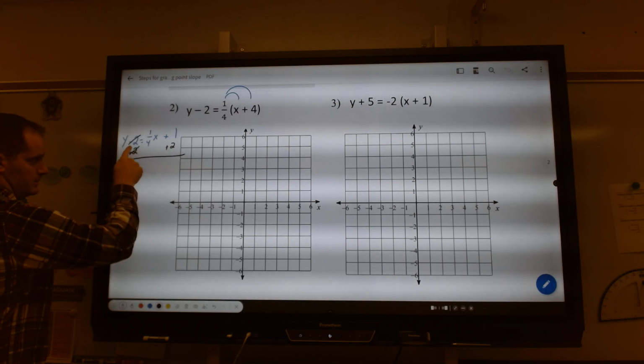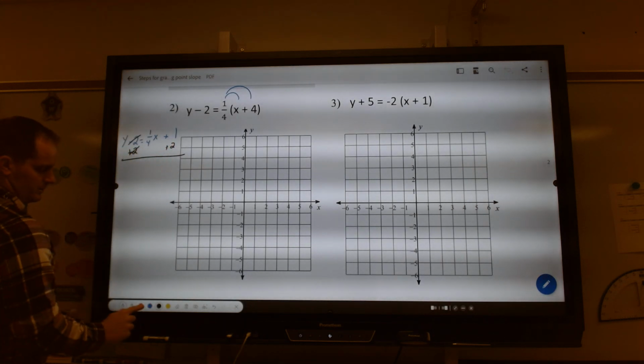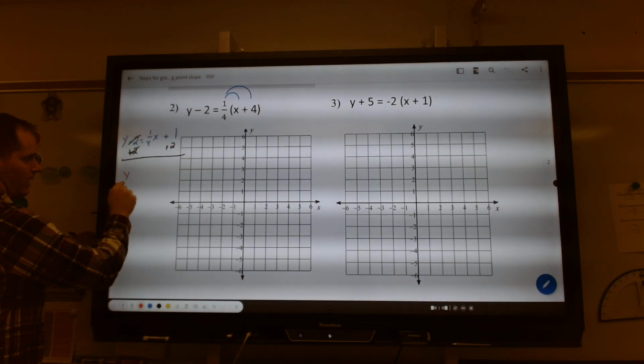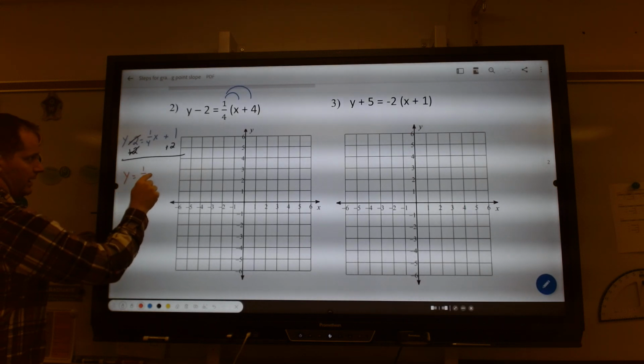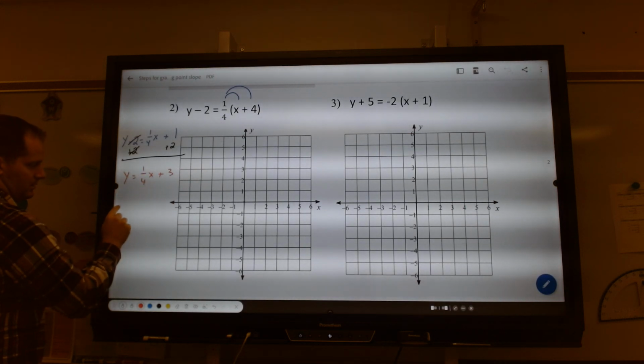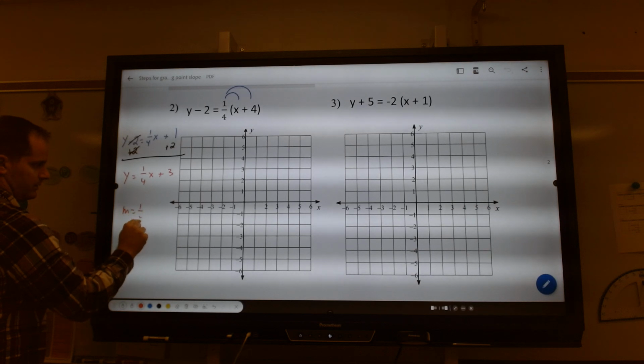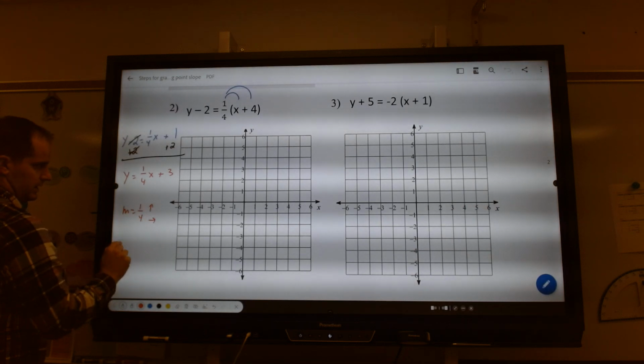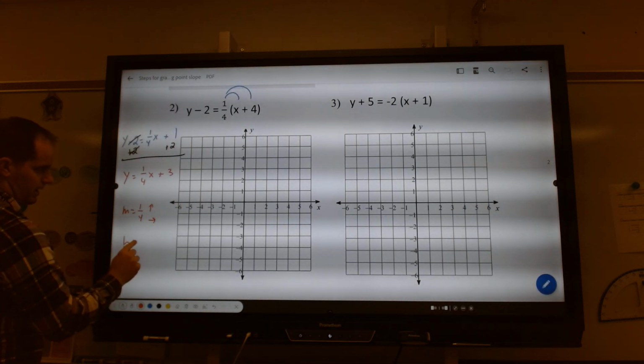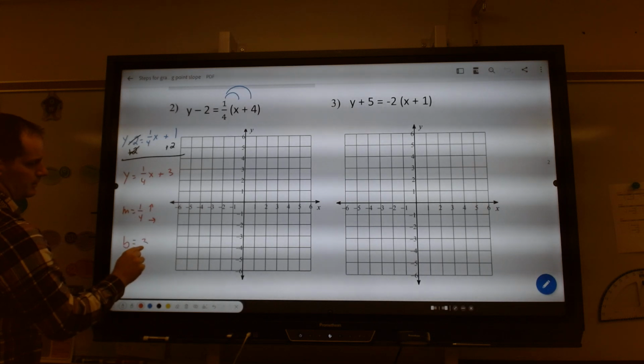Remember, the 2 is a constant. It needs to go with like terms. We're going to end up with y equals 1/4 x plus 3. Slope is 1/4. Change in y over change in x. And my b, my y-intercept in this problem, is going to be 3.